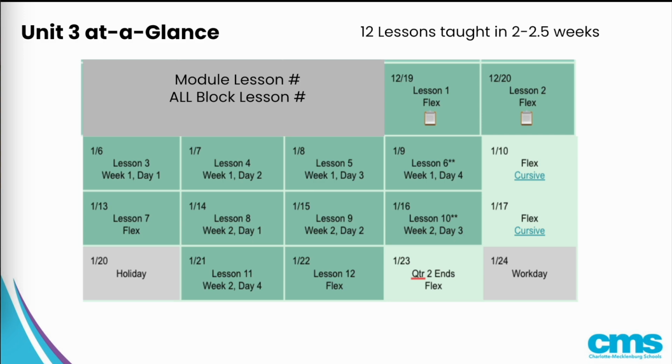Here is your Unit 3 at a glance. There are 12 lessons in Unit 3 that are taught within 2 to 2.5 weeks. On the top of each box, you will see the module lesson numbers. Underneath the module lesson numbers are your all block lesson numbers.